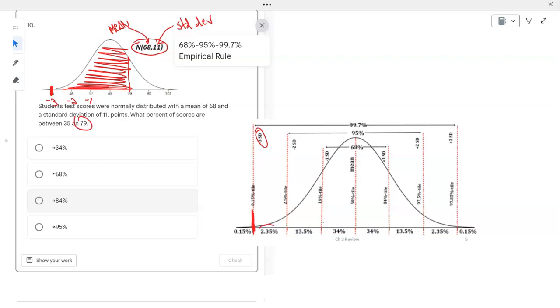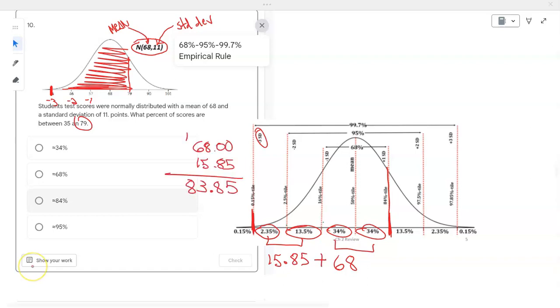Okay, so I'm going to take these values, there's -3 standard deviations up to 1. So these values I'm going to take and add those up. Okay, so these two are 68. And I'm going to add these two, and that's going to be 15.85. And then I'm going to add those two up. So that would end up being approximately 84% when I added up those values.